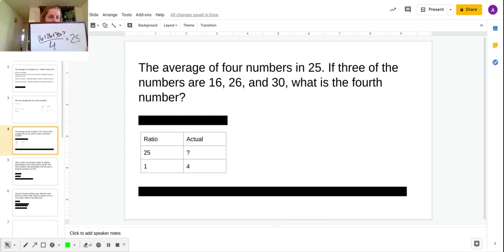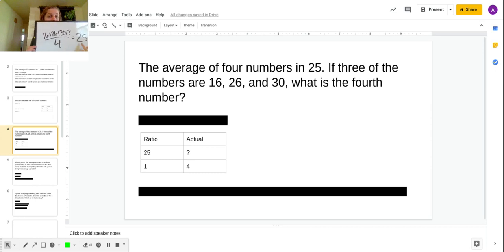Okay, so we have our 16 plus 26 plus 30 plus we don't know. We can put a variable there, over 4, because it says the average of four numbers, and then it equals 25. So we're trying to figure this out.